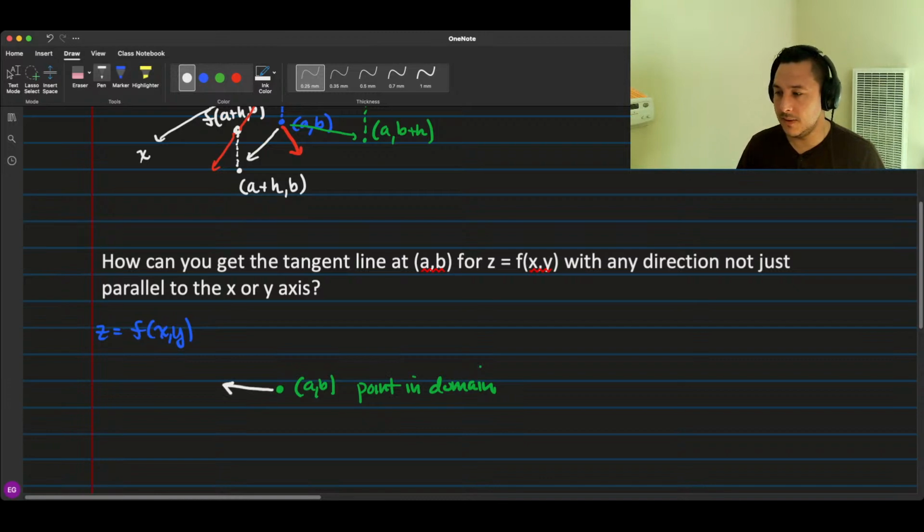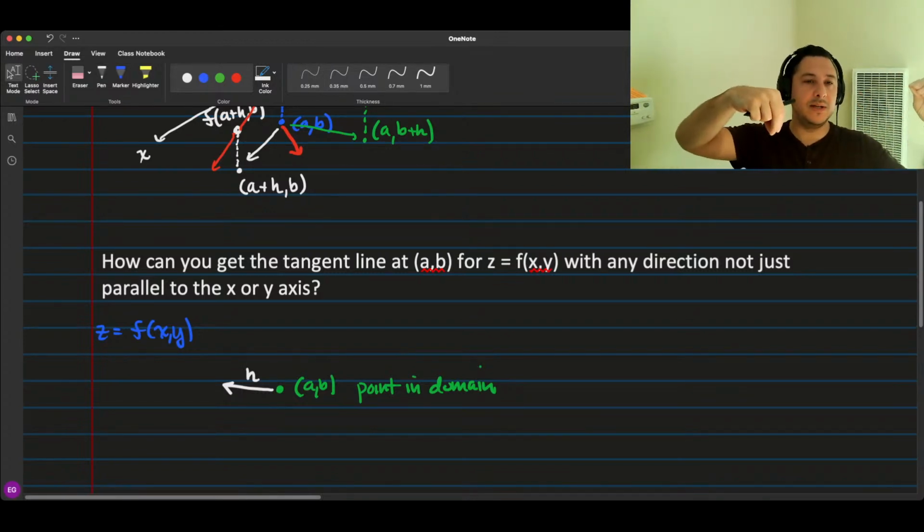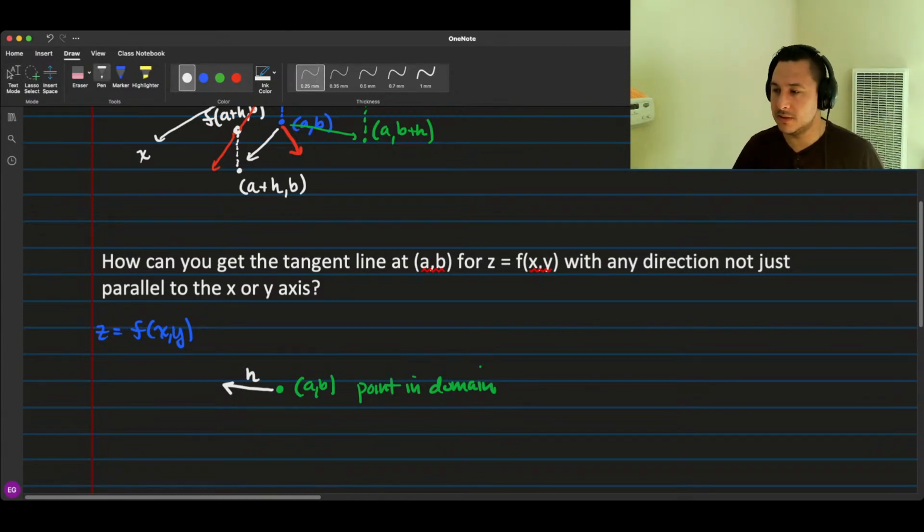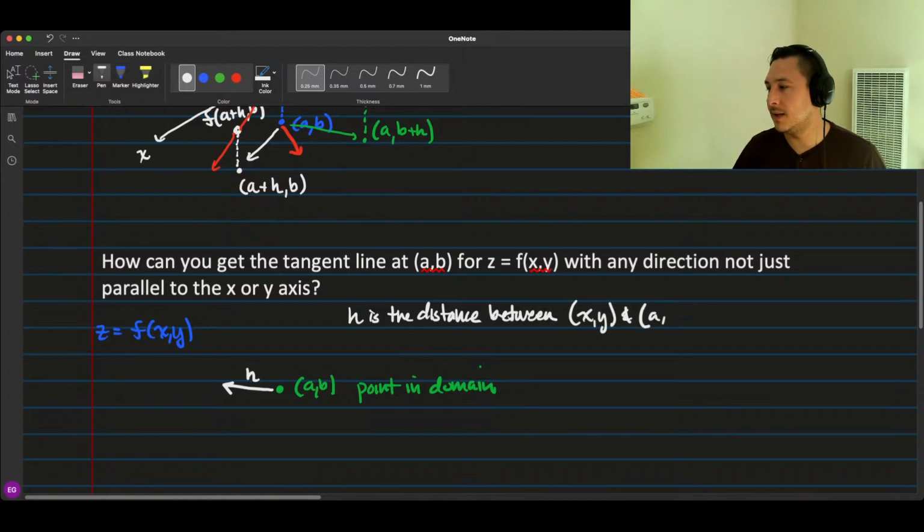So h is going to be the distance that the secant point moves away from your starting point. So h is the distance between your point x comma y and a comma b. So right here we're going to have that point x comma y.